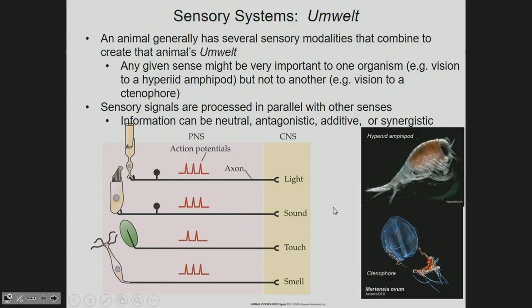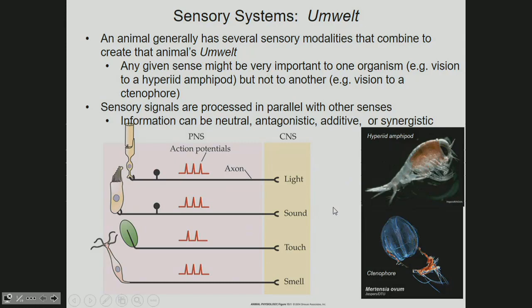The information you get in one stream could be neutral, antagonistic, additive, or synergistic to these other streams of information. For example, you bring in some bit of light information, and that could be influenced in a positive or a negative way by the smell environment. So there are lots of ways these things can be placed together: neutrally, negatively, positively, or more than positively. That's synergistic, when 1 plus 1 is more than 2. It's actually 3, 4, 5, 6, whatever it is.